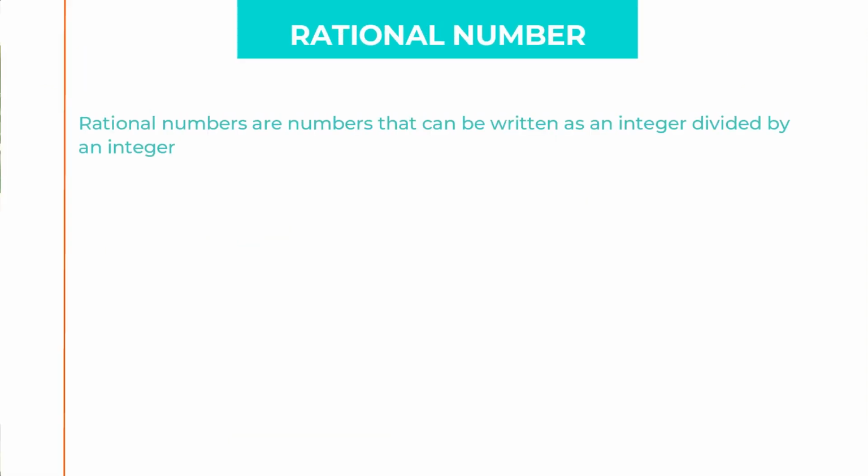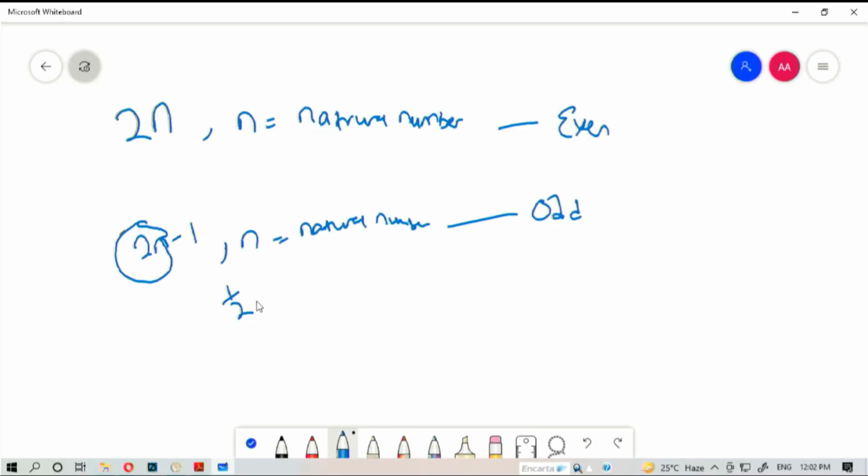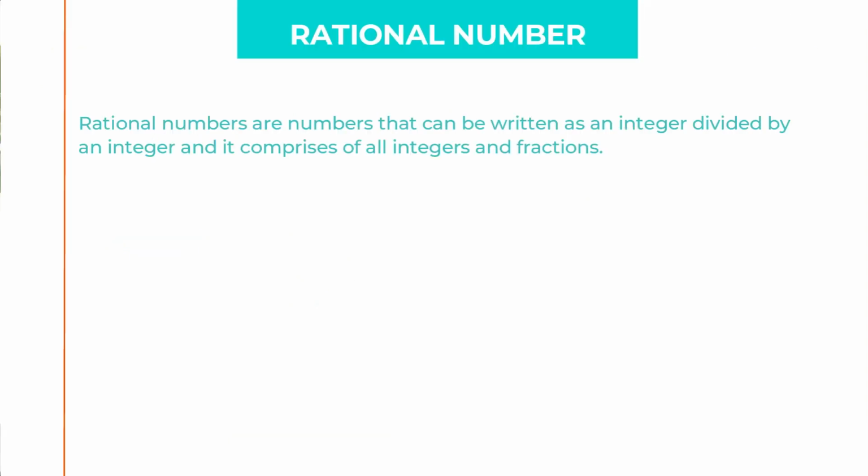Rational numbers are numbers that can be written as integers divided by integers. If I can write any number, say 1 over 2, for example 5 over 8, or even 4 over 2, all of these are examples of rational numbers, and they comprise all integers and fractions.